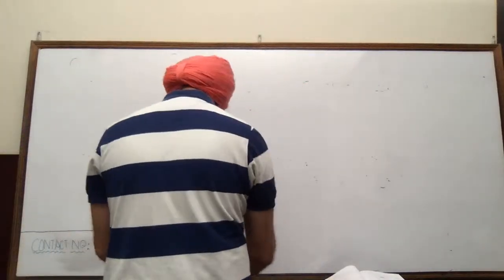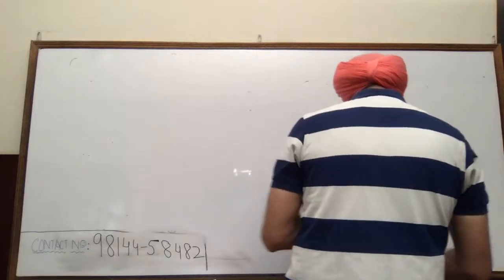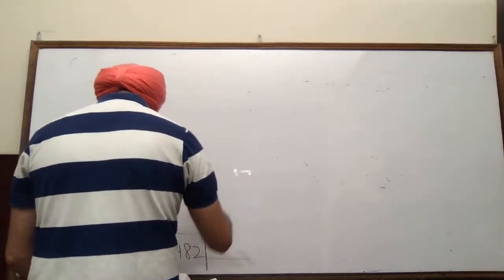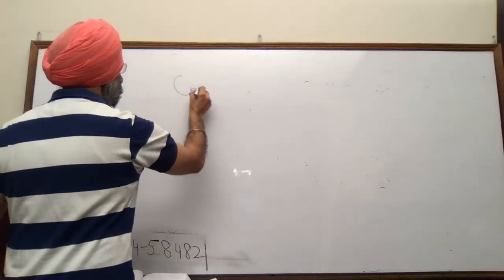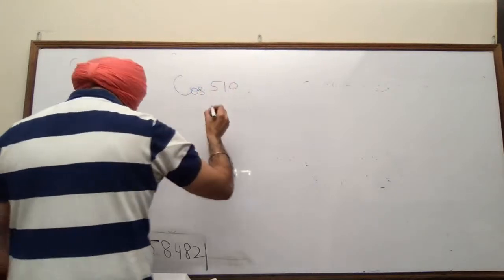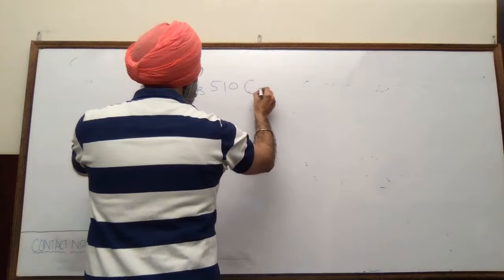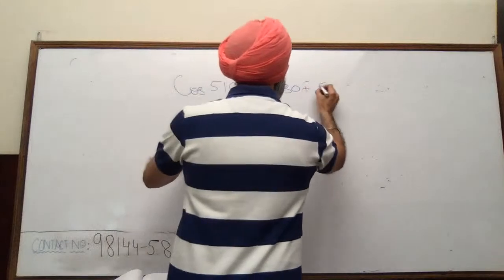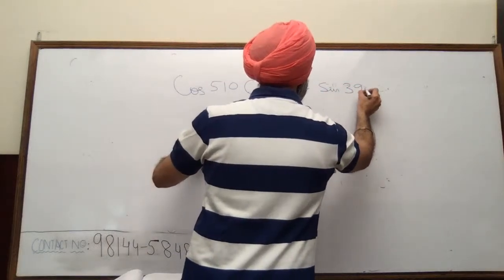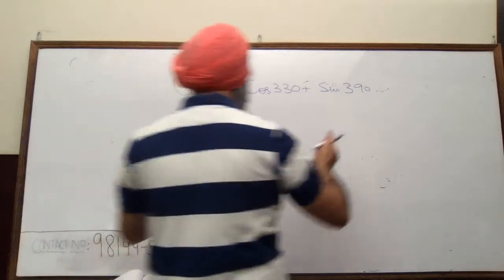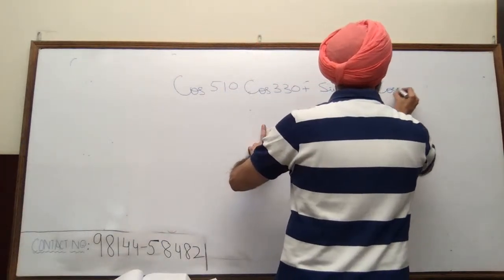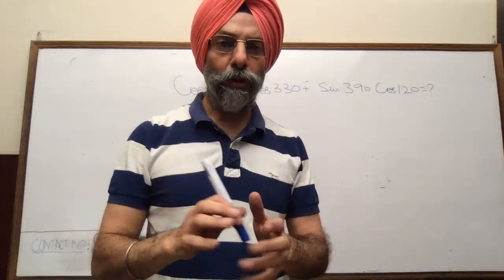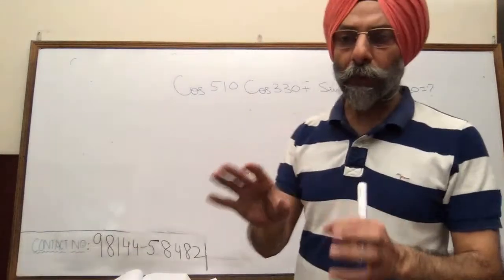Now the next question is: cos of 510 degrees into cos of 330 degrees plus sine of 390 degrees, and this multiplied by cos of 120 degrees. So the tendency should be to solve the question, but speed at least in the beginning does not matter.